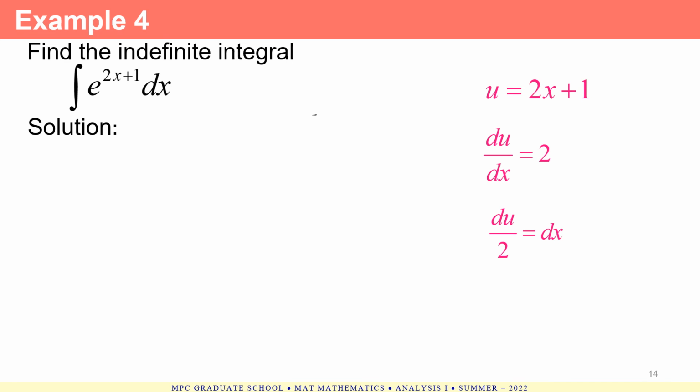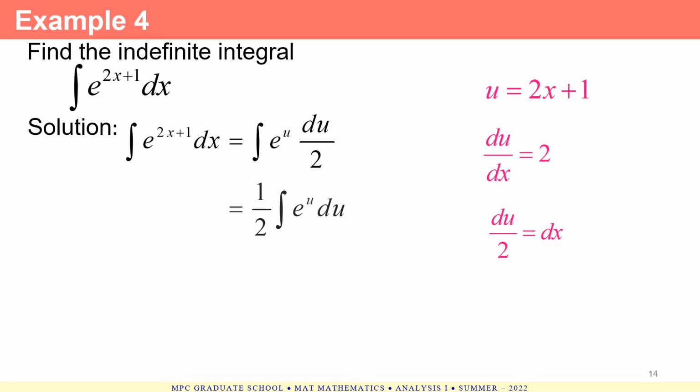Now, let's convert it to u. So the result is the integral of e raised to u du over 2. This 2 means 1/2, so we can pull it outside. So the result is 1 over 2 times the integral of e raised to u du. And let's go back to rule number 2, that the integral of e raised to u du is equal to e raised to u plus c. So our final answer is e raised to 2x plus 1, we substitute the value of u, over 2 plus c.